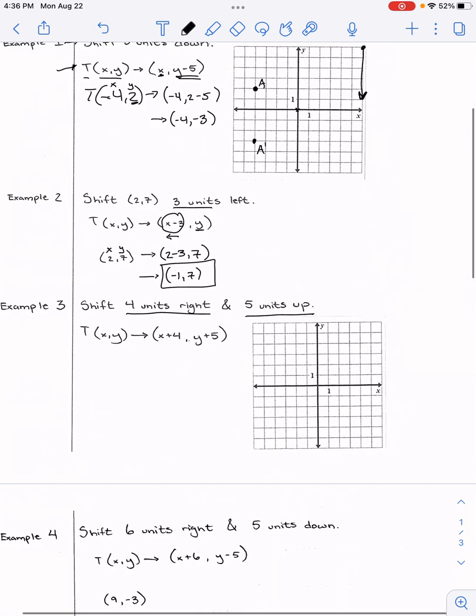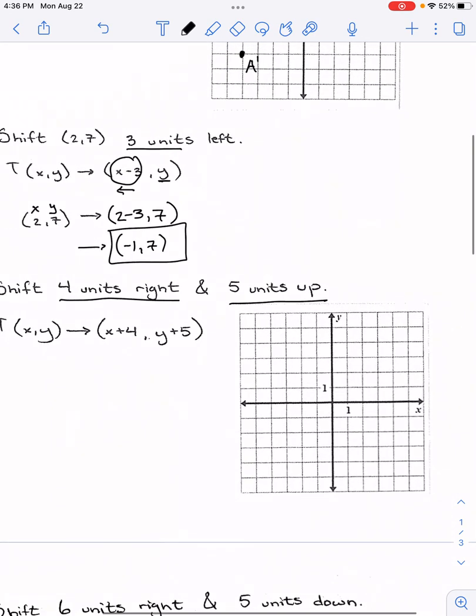And for this one, instead of a point, let's do a geometric figure. We'll say a triangle. 4 units right, 5 units up. I'm going to graph a point at negative 3, negative 2 right here. Then this is 1, 2, 3, negative 4, negative 4. And we'll also go with this. This is 0, negative 4. All right, this is A, this is B, this is C.